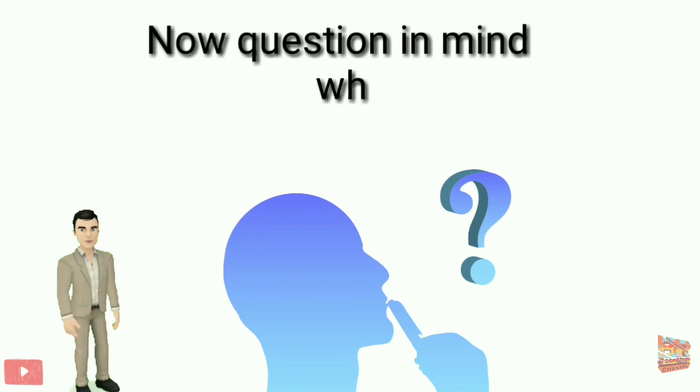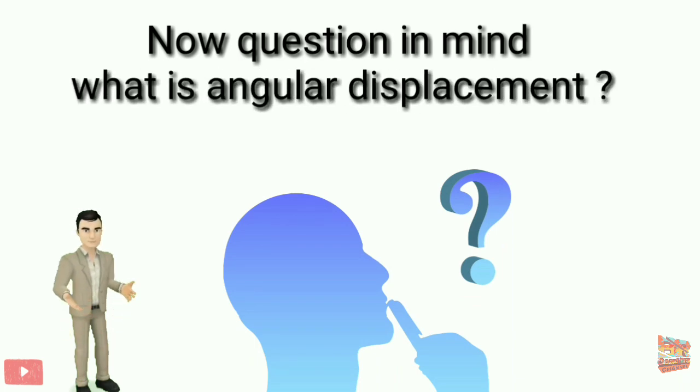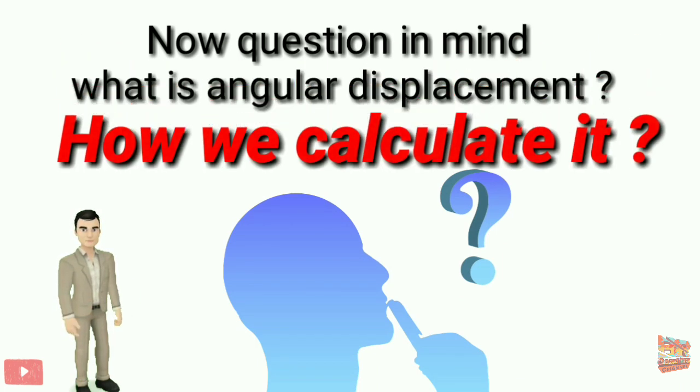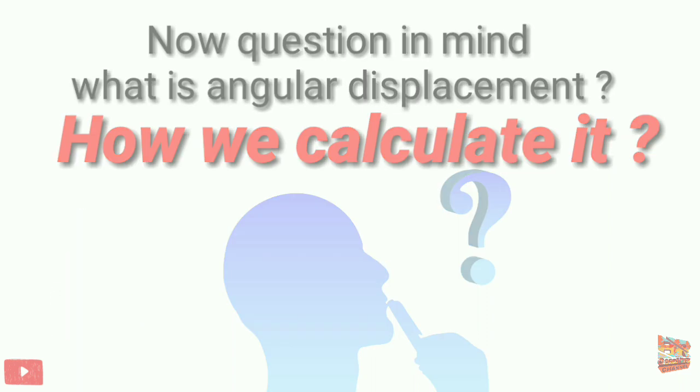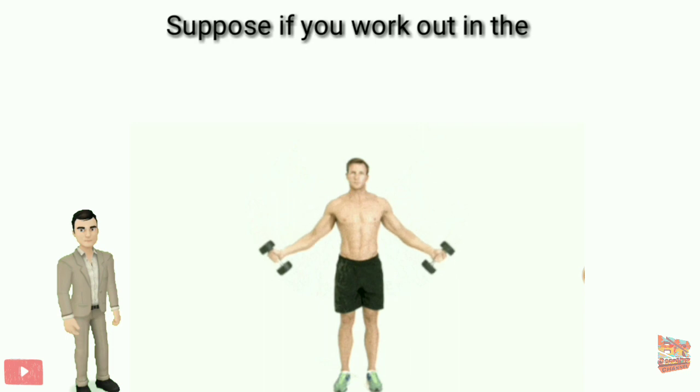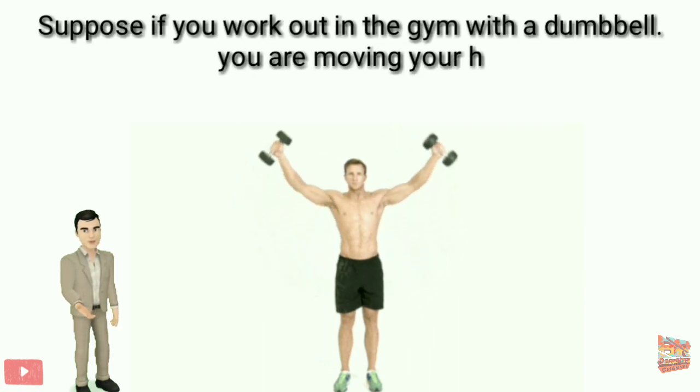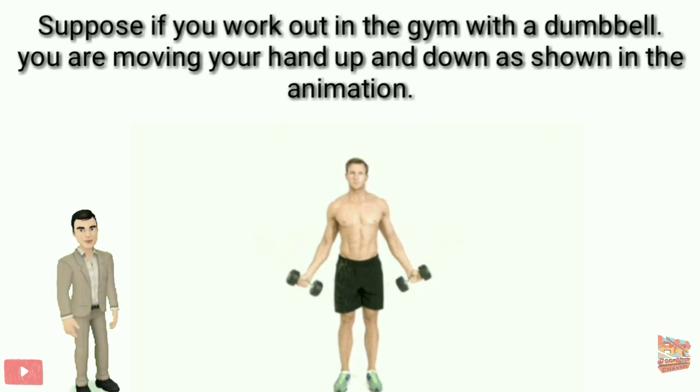Now, the question in our mind: what is angular displacement? And how can we calculate it? Let us simply understand it with a daily life example. Suppose you work out in the gym with a dumbbell. You are moving your hand up and down as shown in the animation.